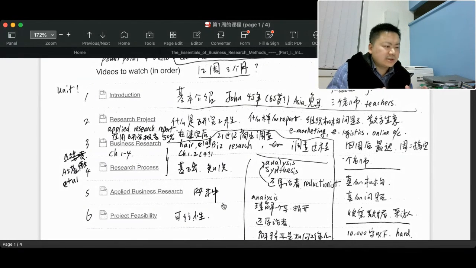And applied research: business research has to be necessary. There are two kinds. And the project feasibility, whether it is feasible to do the business research. And that's all for chapter one, section one.